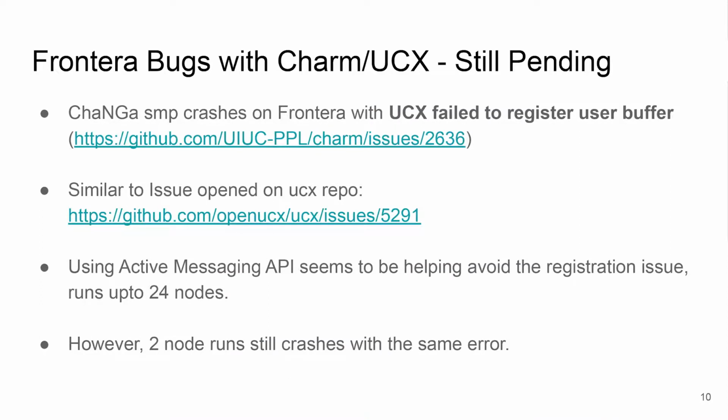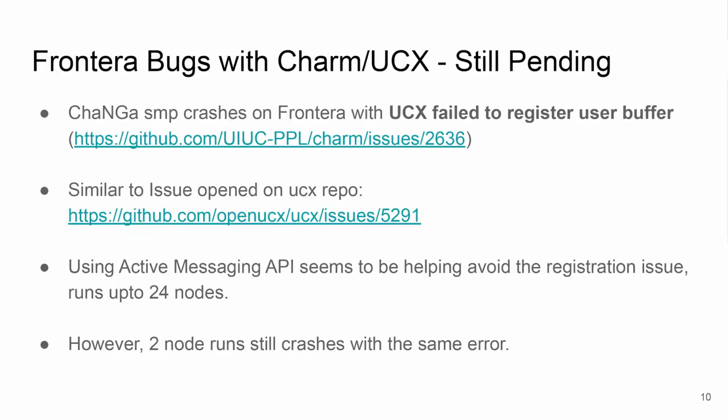So talking about more Frontera bugs that still need to be fixed with Charm UCX, there is one of the bugs that I think Mikhail was looking into along with our collaborator, Tom Quinn, for Changa, which is this cosmological application. And it has a lot of short messages, which are sent in almost a bombardment fashion. And on Frontera, we are still seeing this issue of failing to register memory, which is for the pinned memory. And there is an open issue on the Charm GitHub, as well as a similar issue on UCX as well.